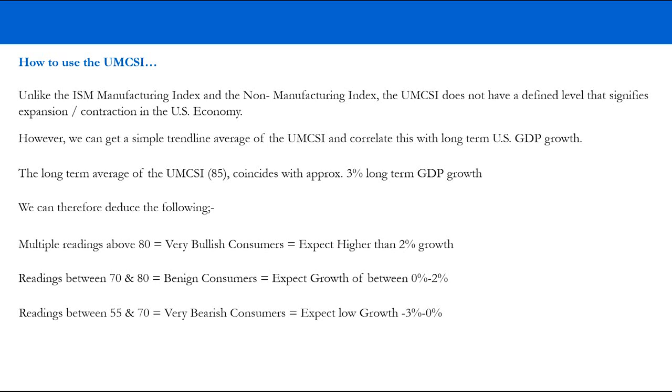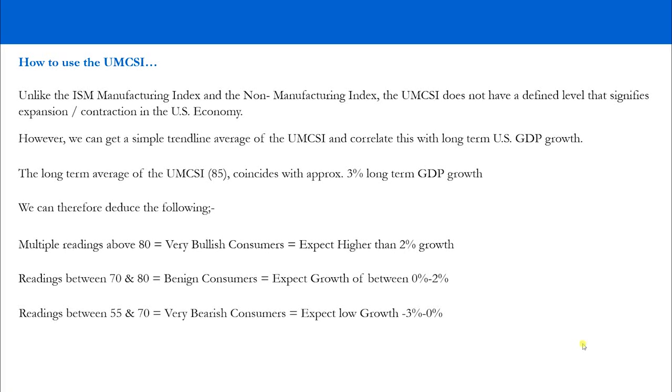Readings between 70 and 80 are benign consumers. So they're neither bullish or bearish, and we can expect a growth rate of between 0 to 2%. Readings between 55 and 70 are very bearish US consumers, and we can expect contractionary conditions in the future in real GDP growth, and we expect low growth rates of around 0 to minus 3%.